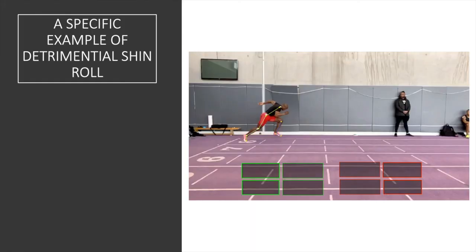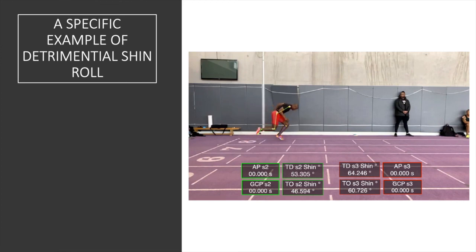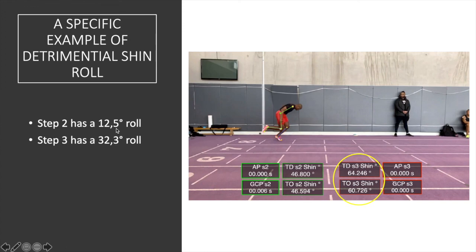So a specific example of detrimental shin roll. I really want you to focus on that video on this right leg and its shin roll during ground contact time, and the change of angle in the shin. During this ground contact. Here, alright. So we can see in this step, the step 2, where actually the left foot is in contact with the ground, the shin roll is of 12.5 degrees. But in the third step, which is this one, the shin roll is actually of 32.3 degrees.